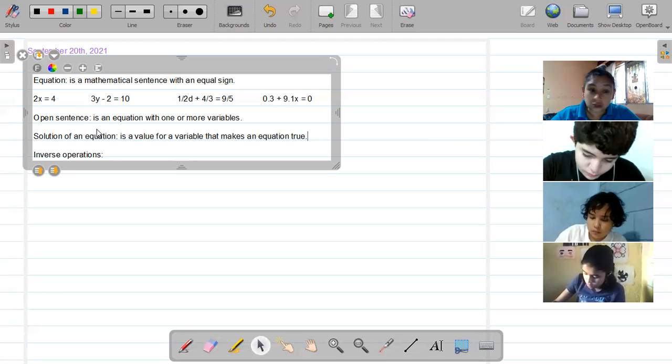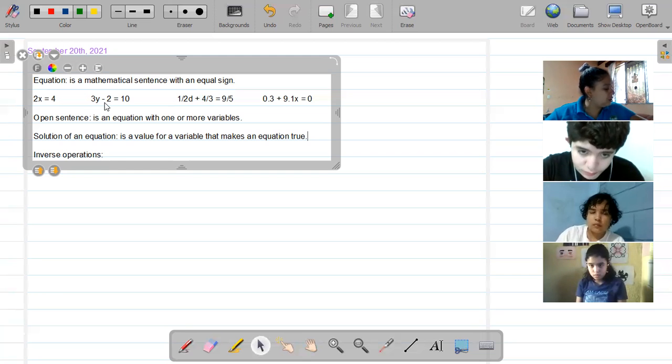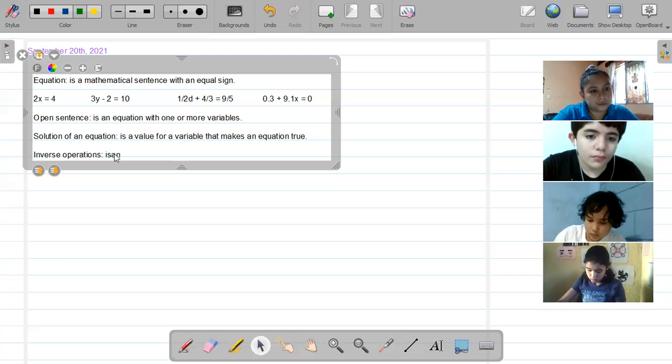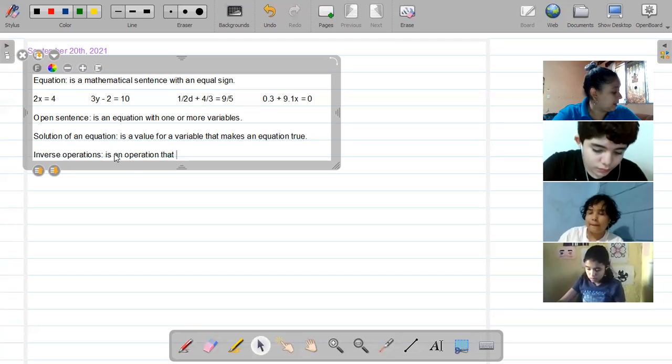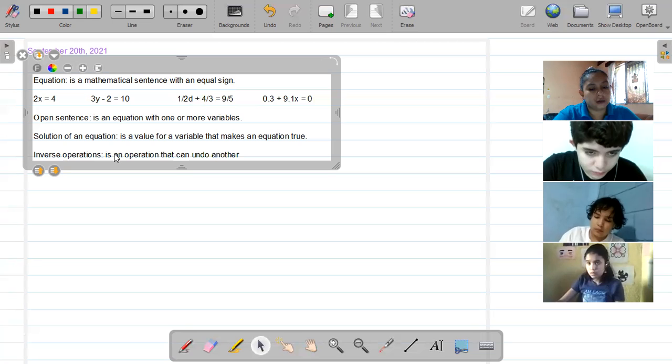And how do we solve equations? Well, we solve equations using what is called an inverse operation. What is an inverse operation? The definition is an operation that can undo another operation.